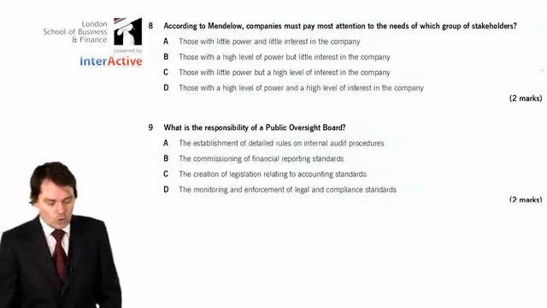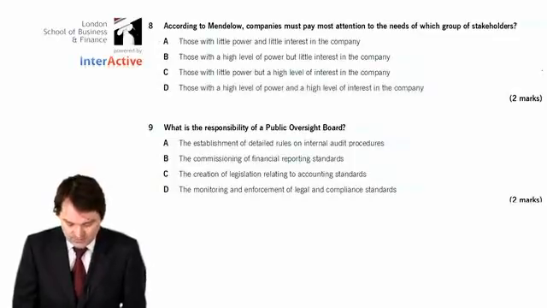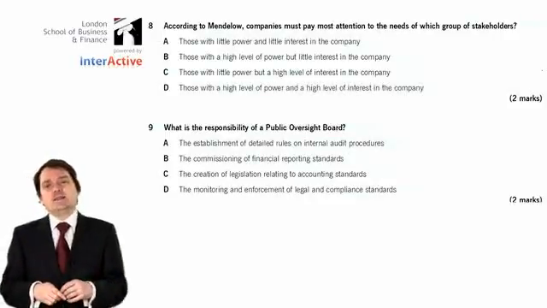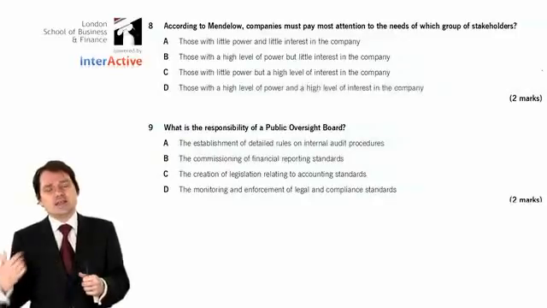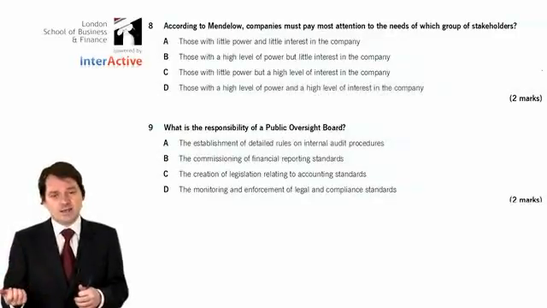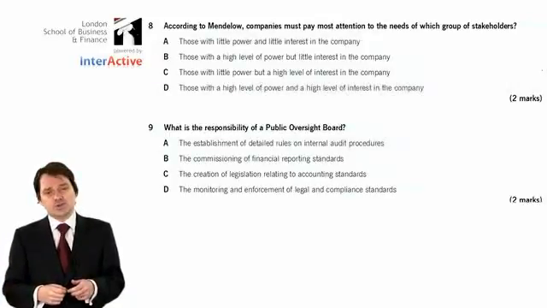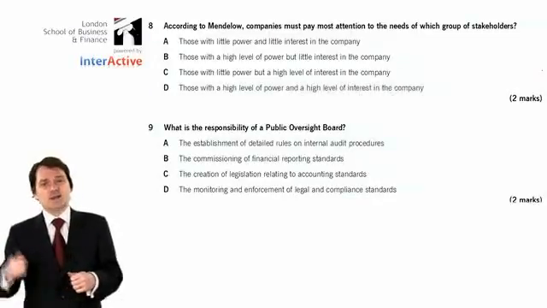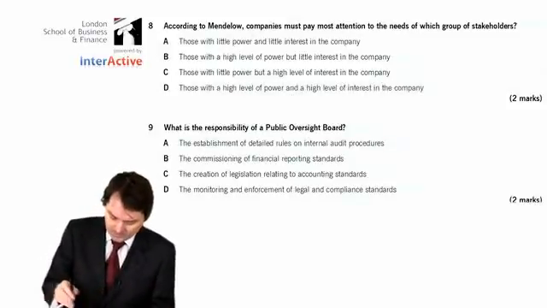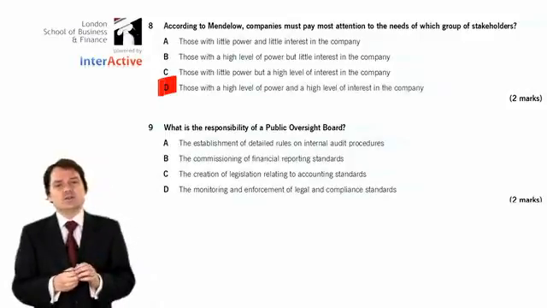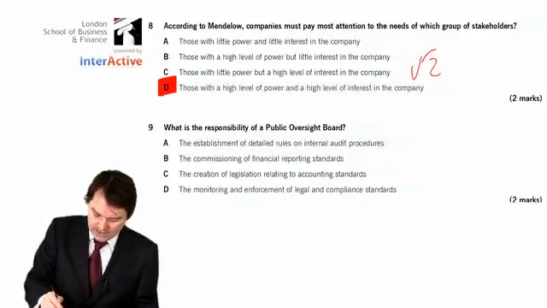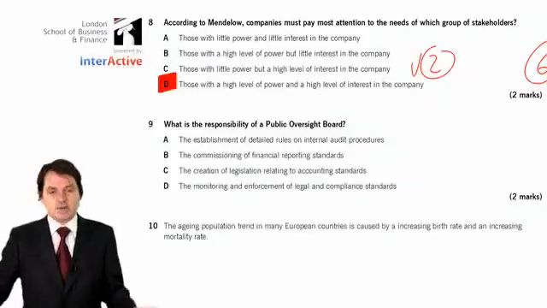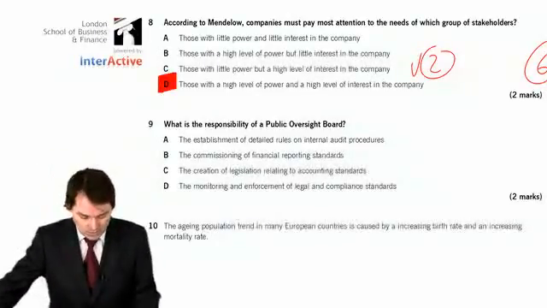Part number 8. According to Mendelow, all companies must pay most attention to the needs of which groups of stakeholders? If you remember, Mendelow talked about keep informed, keep satisfied, minimal effort, and key players. And the ones that Mendelow said were the most important were the key players. What makes them the key players? If you remember, they had high power and high interest. In other words, D. That one, I'm pretty certain all of you would get again. So we're now up to 6 marks altogether. So again, we're working our way through. Remember, we only need 50, got 6 marks already. We're only on question 8. We're doing fine.